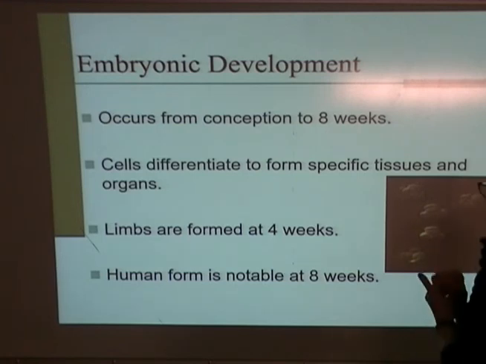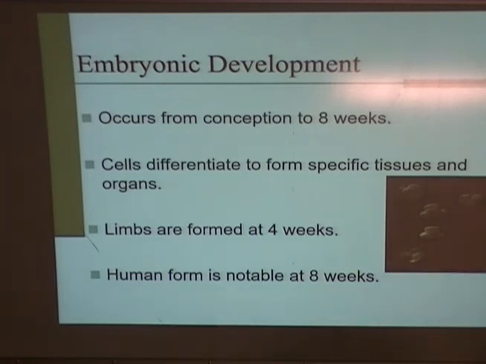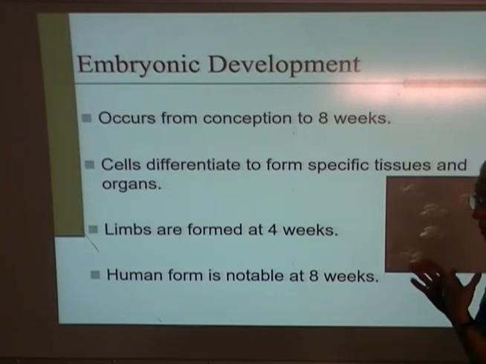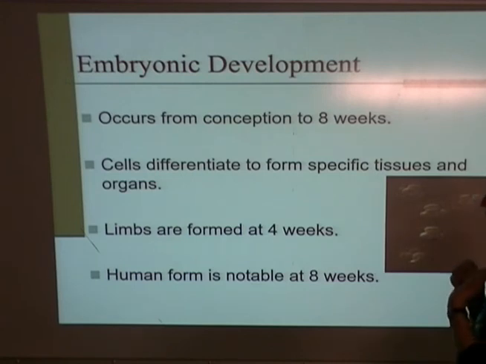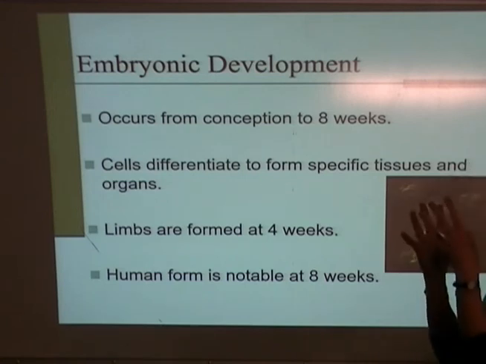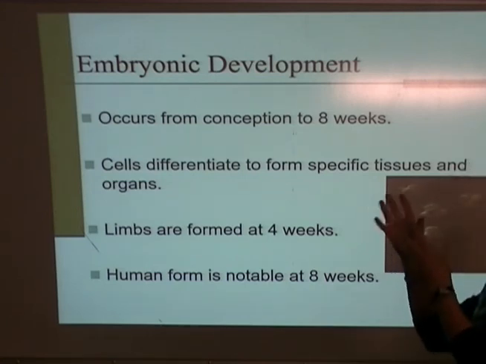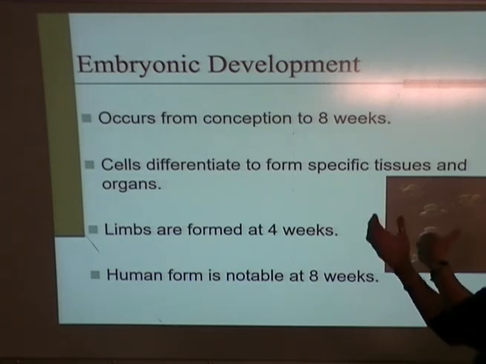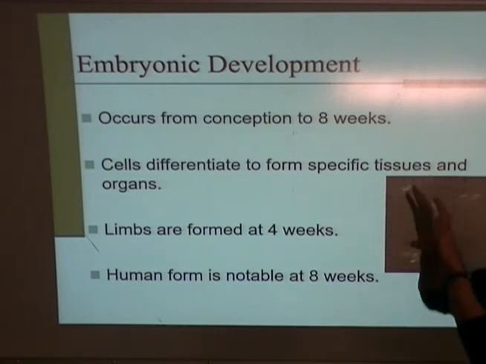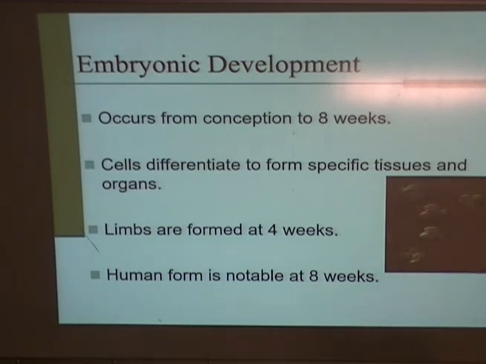So we can see what are the little limb buds, what are going to become our arms and our legs by around 4 weeks. We can see a heartbeat around 4 weeks in a typical baby. And by 8 weeks, the clump of cells starts to look like something that we go, oh, okay, now I can start to see how it's going to become human, right?